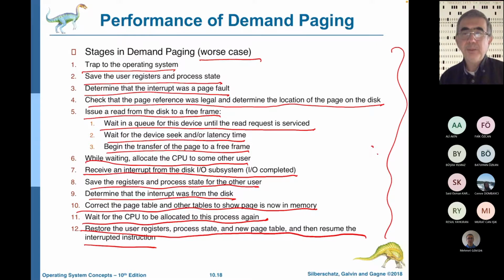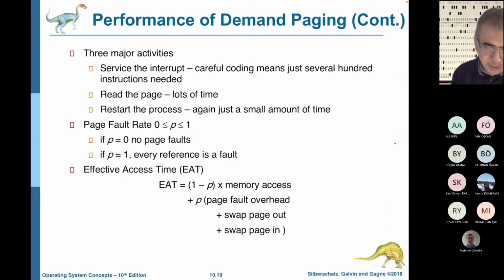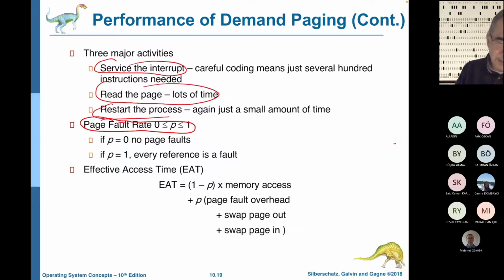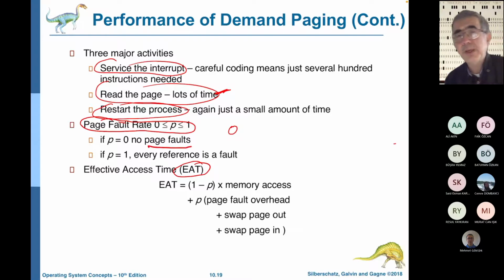The performance calculation is usually a question a lot of the time. There is a page fault rate, service interruption, read the page, restart the process. So page reading is significant time. When you have the page fault rate given as a probability, you can calculate the effective access time. When p is 0, that means no page faults. All the pages I need are in memory.